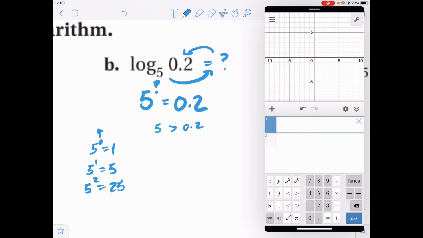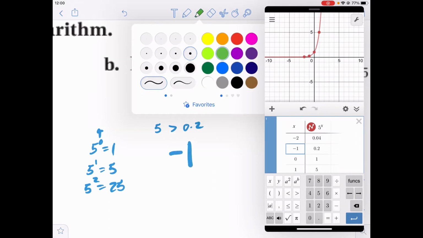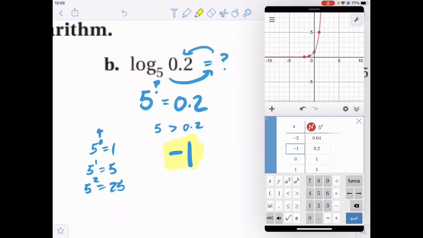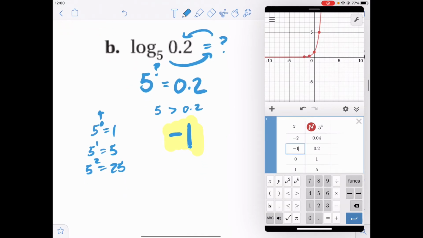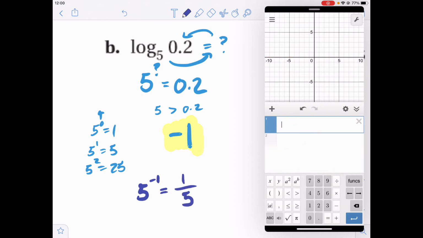So let's put this in. 5 to what power? Let's use our table. Oh, and if I make my table, we actually already see it. Look at this. We got -1, 0.2. So this is -1. Let's talk about why that is really quickly. 5 to the negative first is 1 over 5, right? And 1 divided by 5 is 0.2.